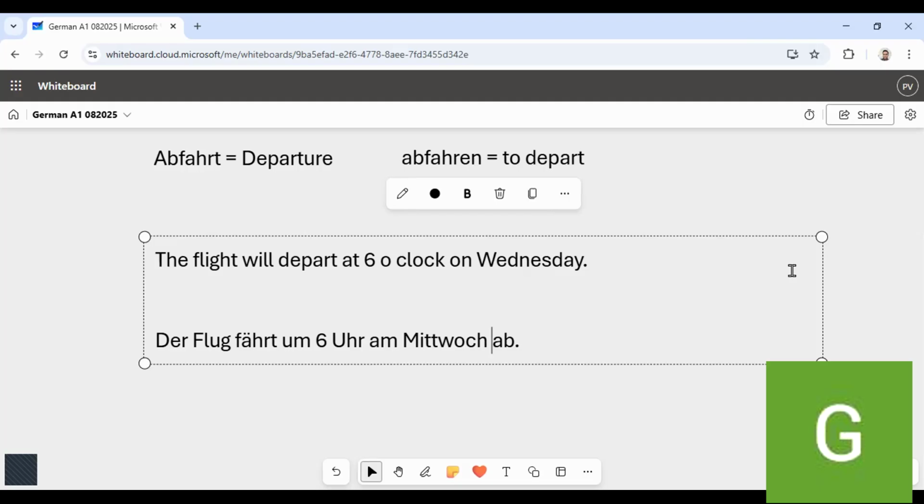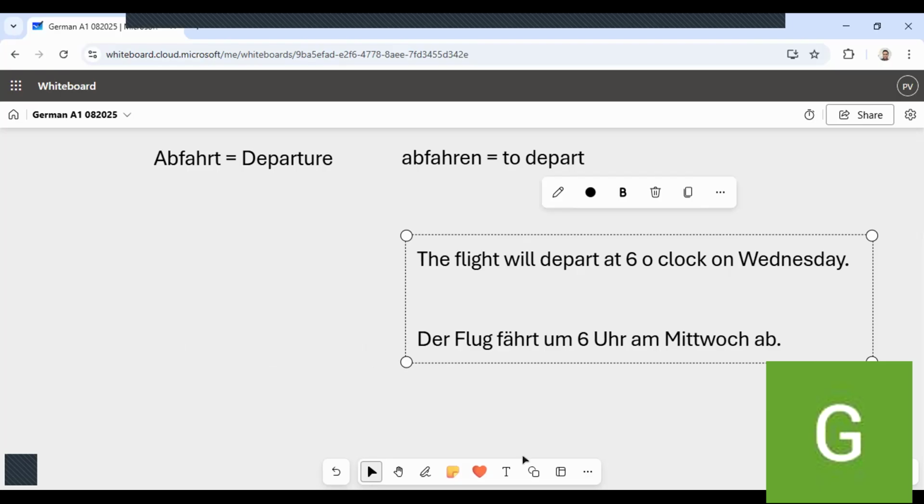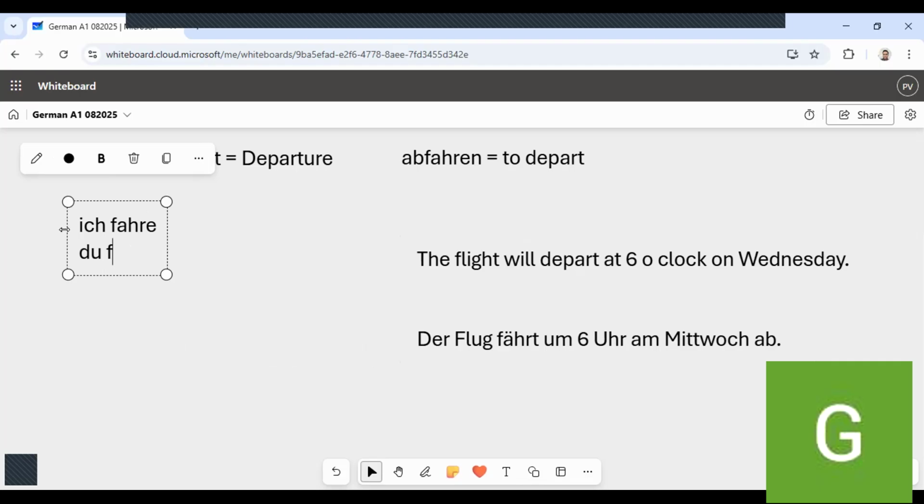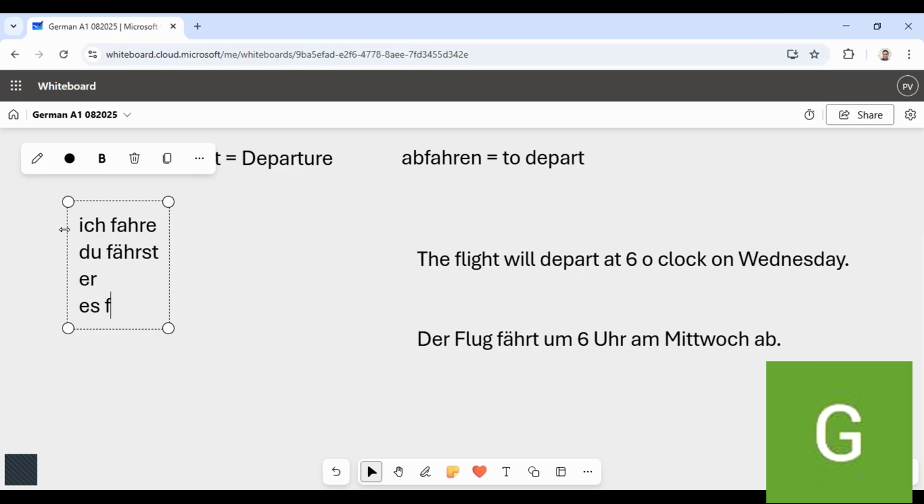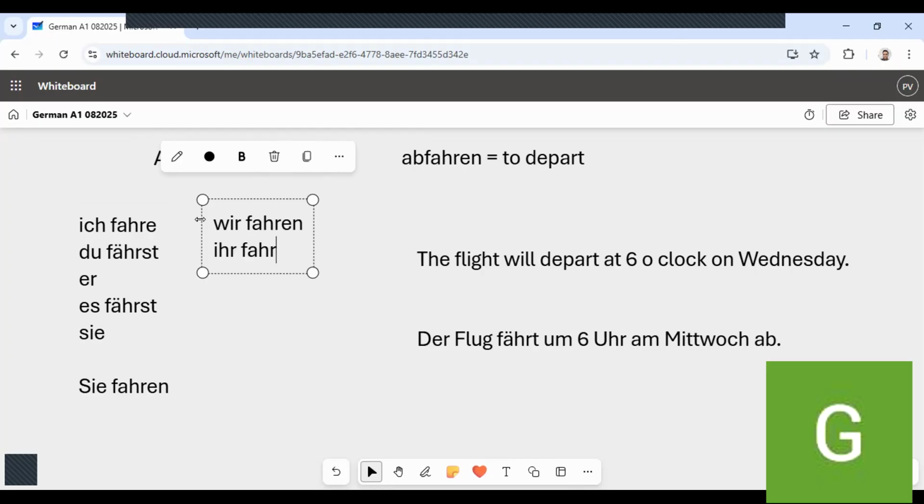So fahren, I had already discussed that fahren is an irregular verb, but still I will tell you the conjugation. The conjugation of fahren will be like this: ich fahre, du fährst, er fährt. Please always remember that fahren is an irregular verb. Again, with the plural part: wir fahren, ihr fahrt, sie fahren. Okay.